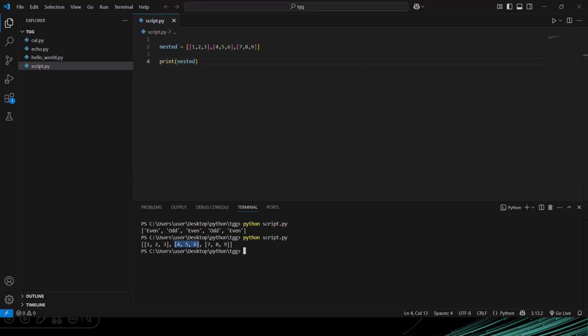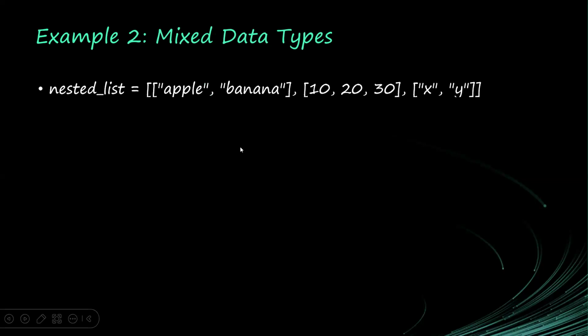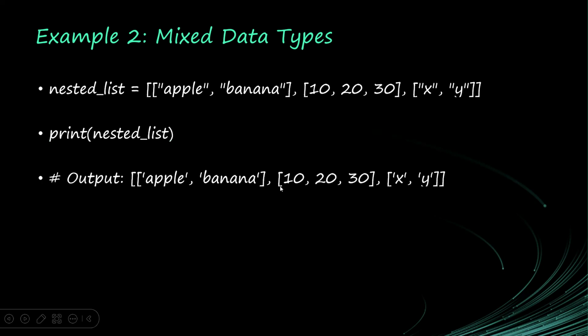You can also have mixed lists. You can also have lists that have nested lists with different types of data in them. You can have mixed data types. So these nested lists have different data types of elements in them. I believe you understand what it means to have a mixed data type list. So you can also have this.